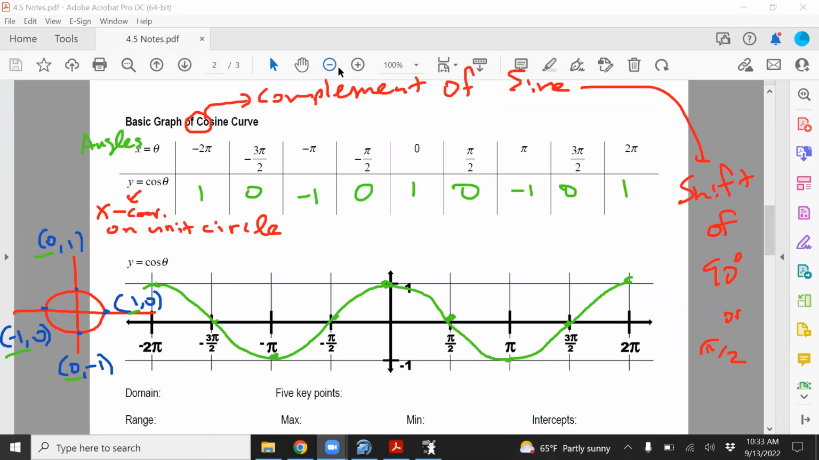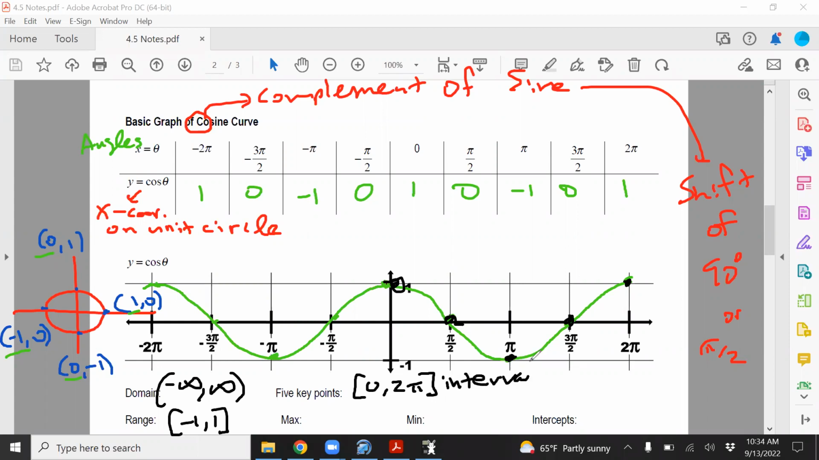So the domain, same thing. I'll pull it down below. Domain's still going to be negative infinity to infinity, so all real numbers. The range is still from -1 to 1. You're still going to have 5 key points. And usually when you do the 5 key points, we'll focus on from 0 to 2 pi. That'll be the interval we'll focus on, just like we did in the previous page.